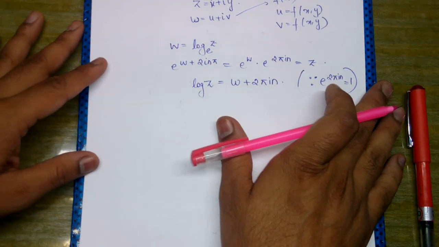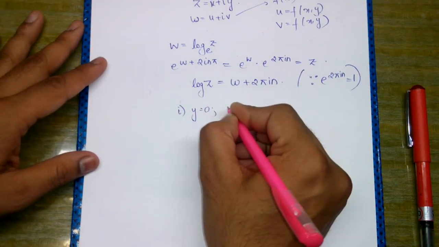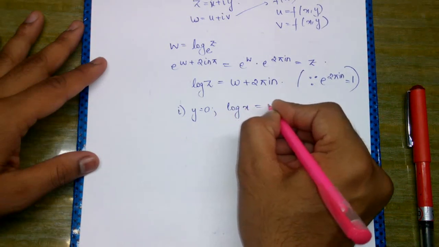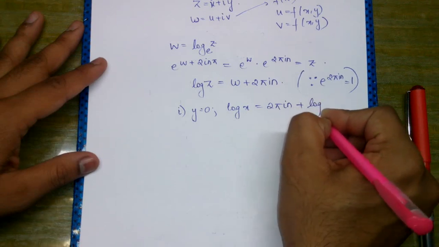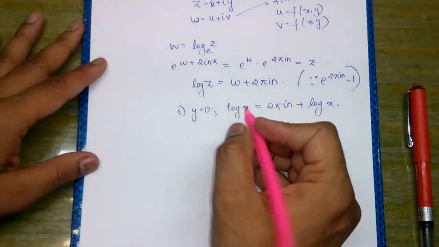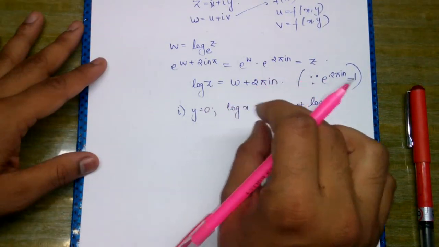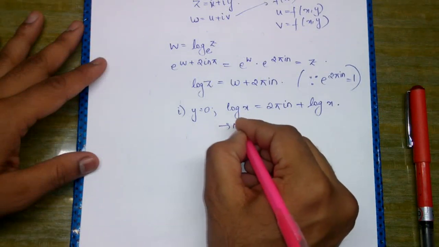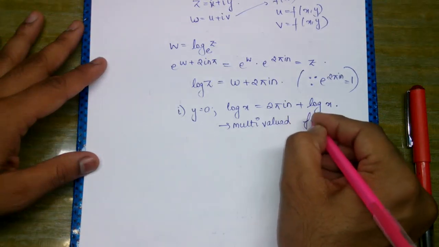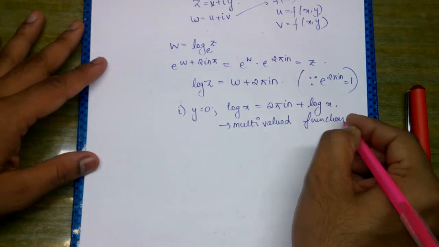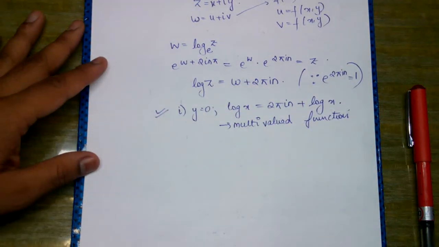Now, first, if y is equal to 0, then log x is equal to 2 pi i n plus log x. This is telling us that the logarithm of a real quantity also comes out to be a multi-valued function. This is an important discussion.